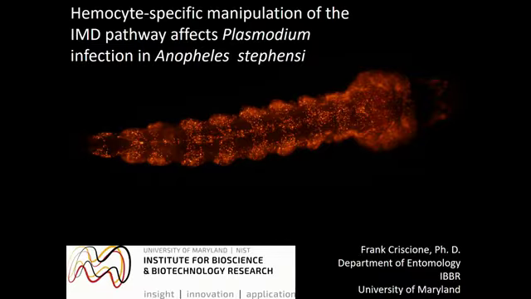So good afternoon, everyone. My name is Frank Criscione. I'm a postdoc at the University of Maryland Institute for Bioscience and Biotechnology Research, and I currently work in the lab of Dr. David Brogda. Mainly, we work on mosquito transgenics, but my project focuses mainly on mosquito hemocytes and the role that they play in the insect immune system.